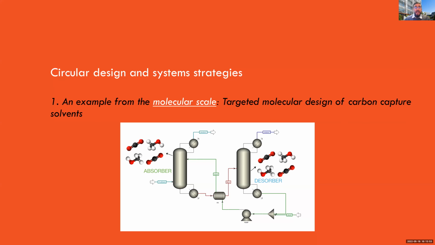So I'm going to start with the first example, which is circular design and system strategies for molecular scale. And this is how we can capture carbon dioxide in large emitting plants or even small ones. And we can compute at the molecular level the design of the molecule that is the best molecule for capturing the CO2. It's just like that carbon dioxide in the soft drink that we all drink, and that's absorbed inside the drink.